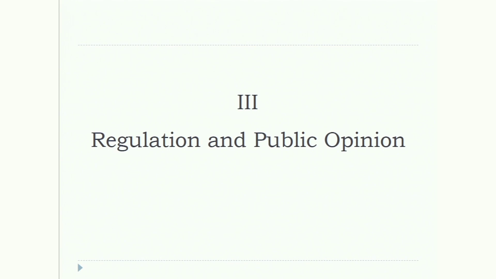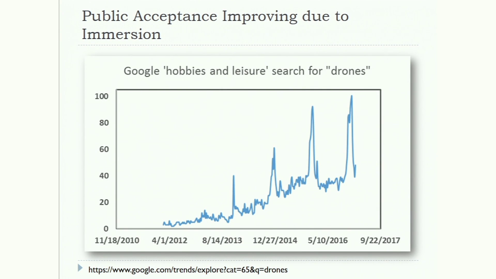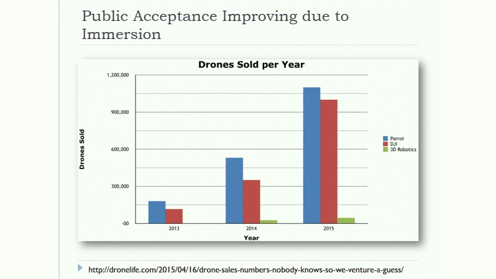We know that drones are becoming more common and more accepted. So I did a Google hobbies and leisure search for drones, and this is what you see, which is the number of searches for drones going up every year, and there's a peak every year around Christmas. So it's getting more common, and also if we look at the number of drones sold per year, which is a reasonable measure of the popularity, but this doesn't tell you all the drones sold per year. It's only by the 3 major companies that report.